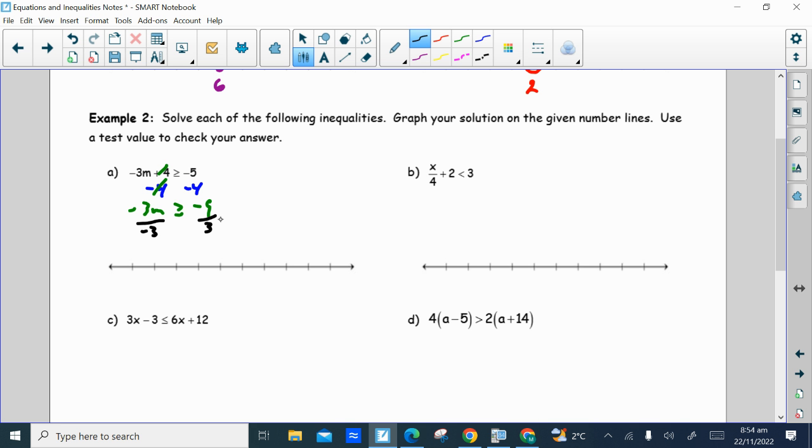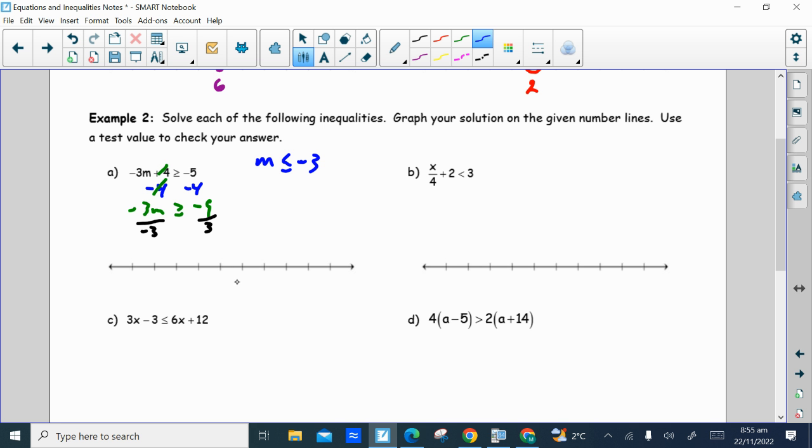Because we're dividing by a negative value, the inequality will reverse. Instead of m being greater than or equal to, it'll now be less than or equal to. On the right side, negative 9 divided by 3 is negative 3. So in this case, we divided by a negative value, so the inequality reversed.